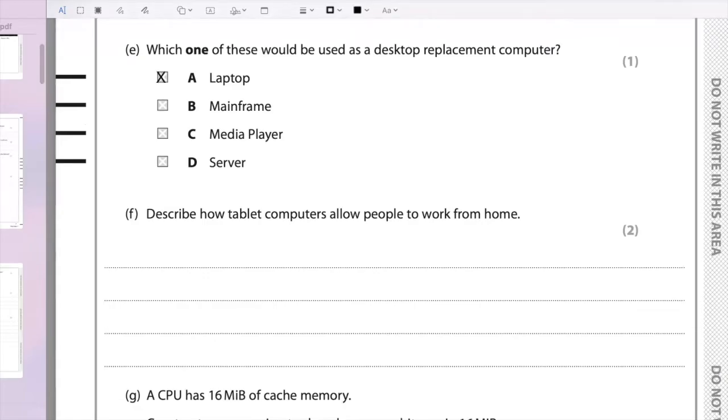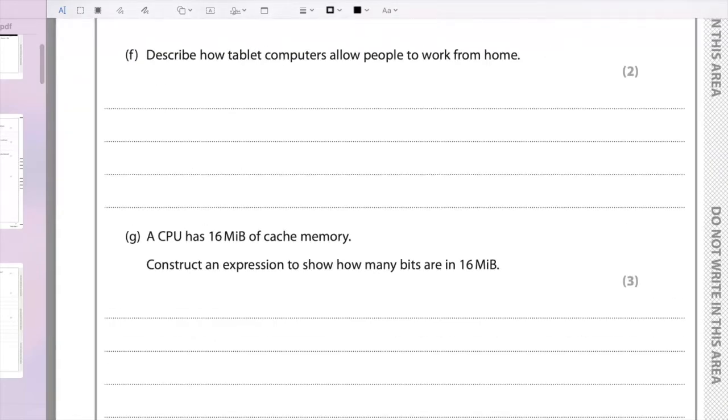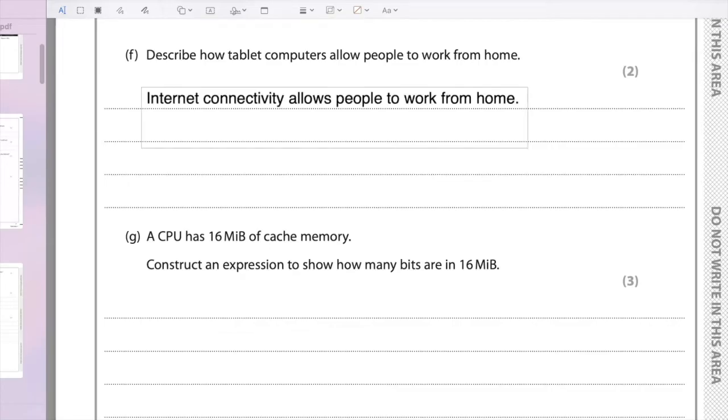Let's go to F. Describe how tablet computers allow people to work from home. So obviously in 2020, 2021, I've seen a lot of people work from home. So how can we use tablet computers to allow people to work from home? Well, it's all about the internet connectivity to start with. So internet connectivity allows people to work from home. So collaboration through internet connectivity allows people to work together easily from home.